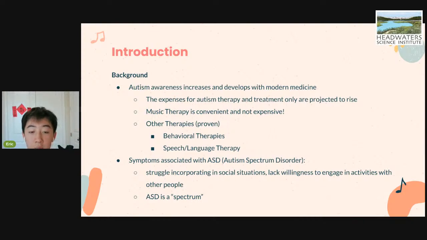And some symptoms associated with ASD are struggling to incorporate into social situations or lacking willingness to engage in activities with other people. And it's really important to remember that autism is a spectrum. So there might be some people who have autism who are on the higher end of the spectrum. They are high functioning, and there are people who are also nonverbal and on the lower end of the spectrum.